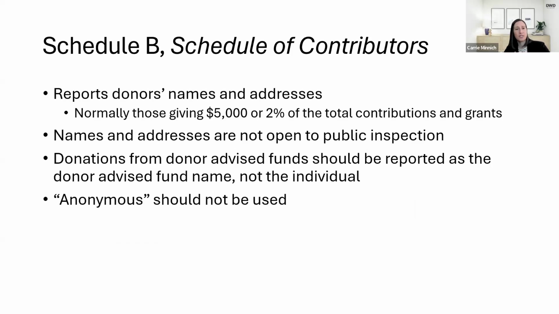Okay, next schedule I wanted to talk about is the Schedule B, which is the schedule of contributors. So this is the schedule that lists certain donors. Basically, it's $5,000. It's those donors, I shouldn't say just individuals. So it could be foundations, individuals, corporations, other nonprofits that give a total of $5,000 or more, or 2% of the total contributions and grants. It depends. They need to be reported on this form.